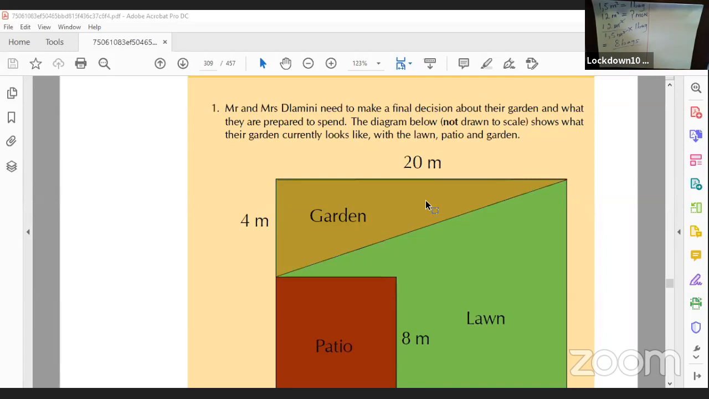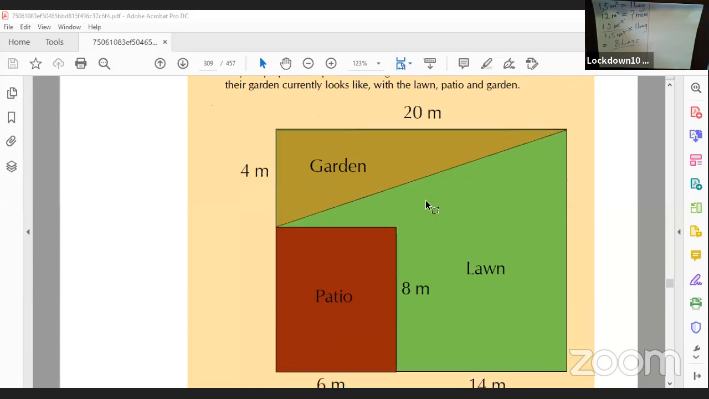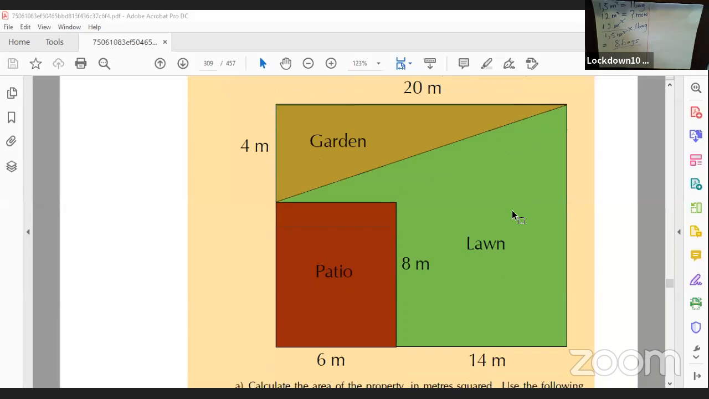Question number one is saying, Mr. and Mrs. Samini need to make a final decision about their garden. This is the same garden we talked about yesterday, and what they are prepared to spend. The diagram below, not drawn to scale, of course, shows what their garden currently looks like with the lawn, patio, and the garden. As you can see, the property is a rectangle with a length of 20 meters and a width of 4 meters. So this is what we have.